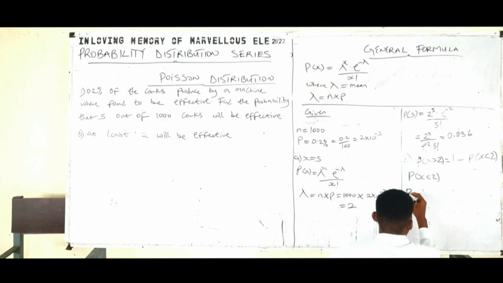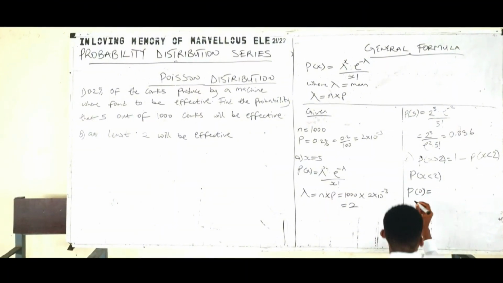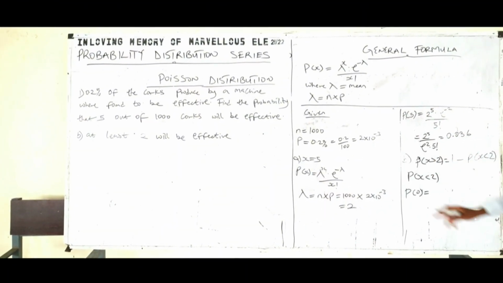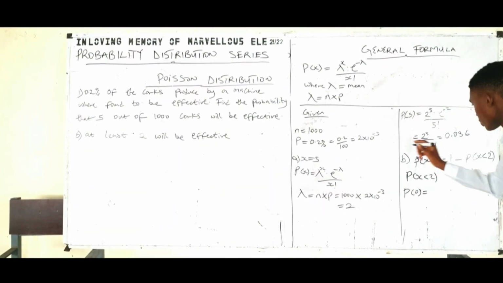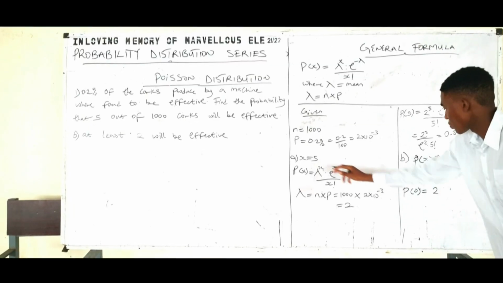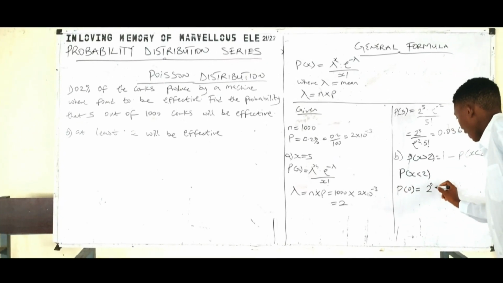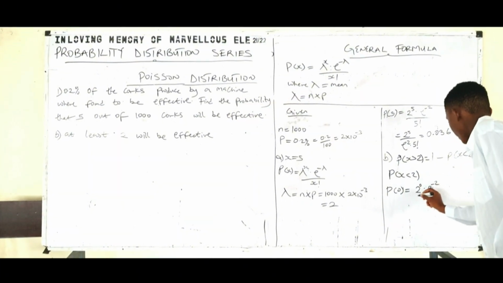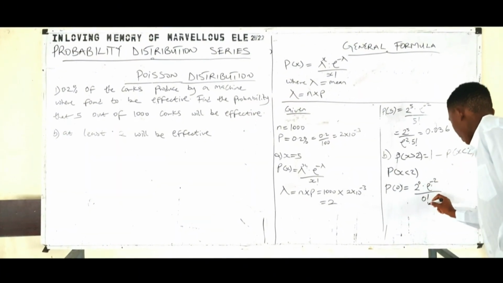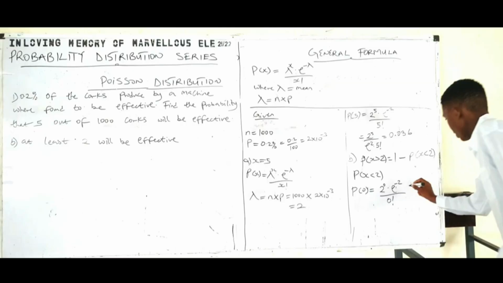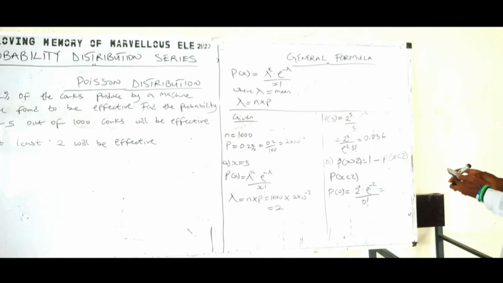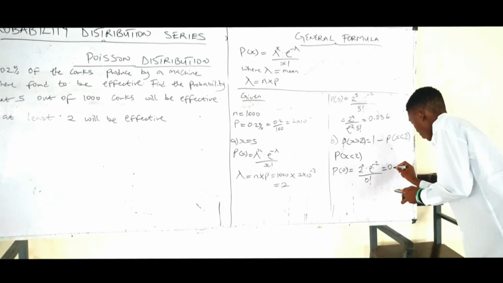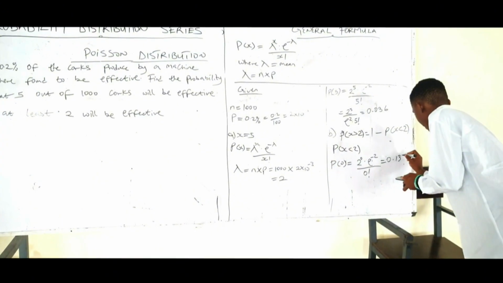Now, probability of 0 equals, from our formula, lambda is 2, to the power x, which is 0, times exponent to the power minus lambda, which is minus 2, all over 0 factorial. On the calculator, what we get is 0.135.